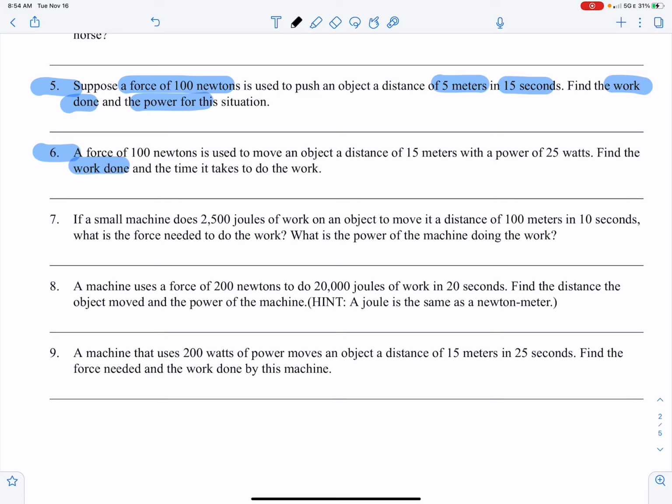Was the power of the machine doing the work? Okay, so what is the 2,500 joules? What's that? That's the work. 100 meters? Distance. 10 seconds? Time. So we need to figure out what is the force needed to do the work. Then we need to find the power. So let's figure out what we have here: 2,500, 100, 10 seconds.